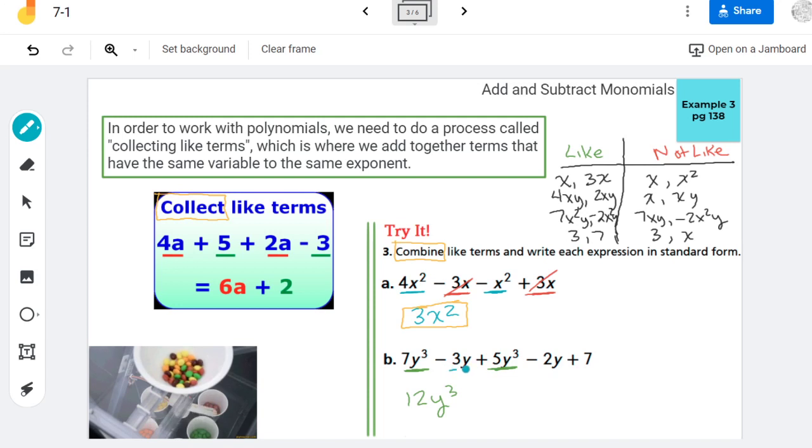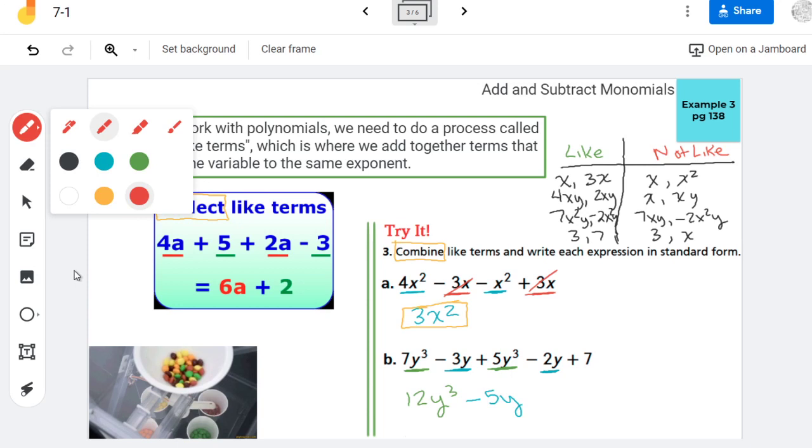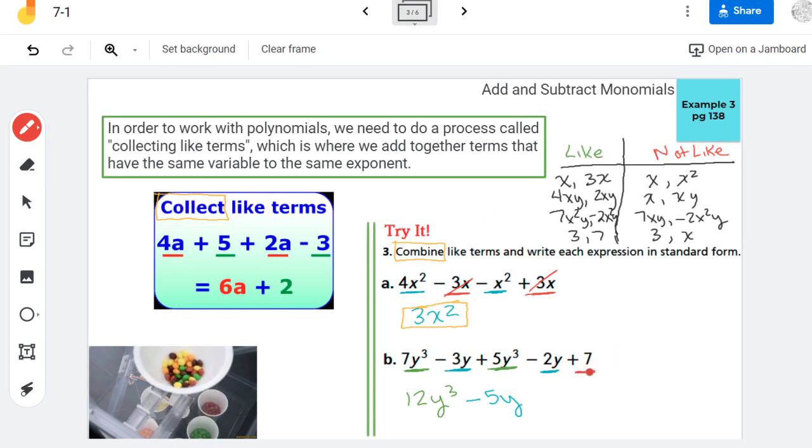The next one down is the linear term. So I have negative 3y and negative 2y. Together, those make negative 5y. And then my only thing left is my constant, which is that plus 7. So now this is written in standard form because the exponents count down and all of my terms are collected.